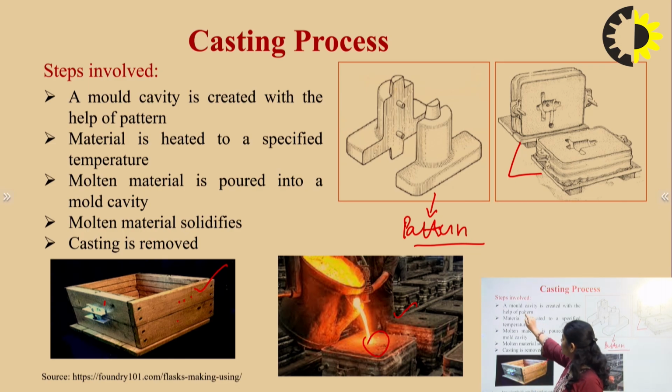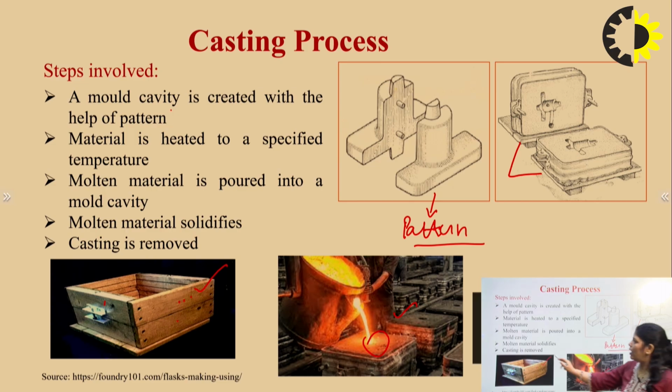So, here you can see the first point is the mold cavity is created with the help of the pattern. After that, the material is heated to a specific temperature, and then this molten metal is poured into this mold cavity. Then it is allowed to solidify and then the casting is removed. So, this is the primary manufacturing process.